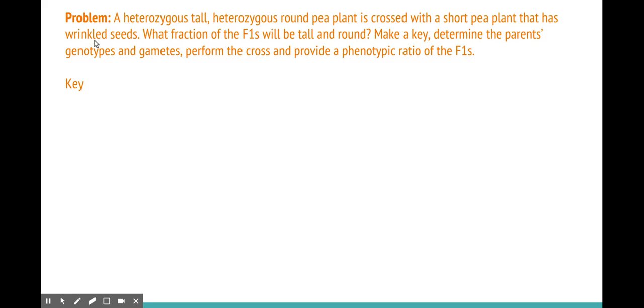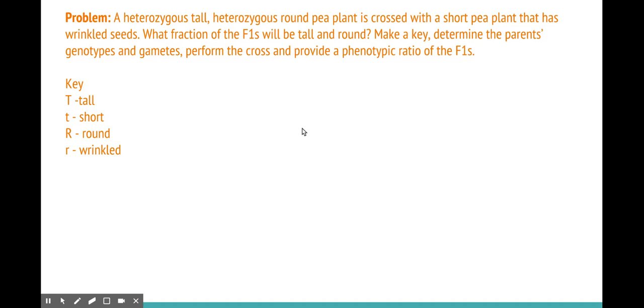Okay, let's set up our key, because that's the first thing listed in our tasks. Make a key and then determine the parents' genotypes and gametes. So for our key, I'm using T because T is the first letter of the word tall, and that's the dominant phenotype. I'm also going to use the letter R because the other dominant phenotype is round, in regard to that other trait that's being inherited at the exact same time. So there's big T for tall, a little t for short, a big R for round, and a little r for wrinkled. Pretty simple key. Okay. Parents' genotypes are next.